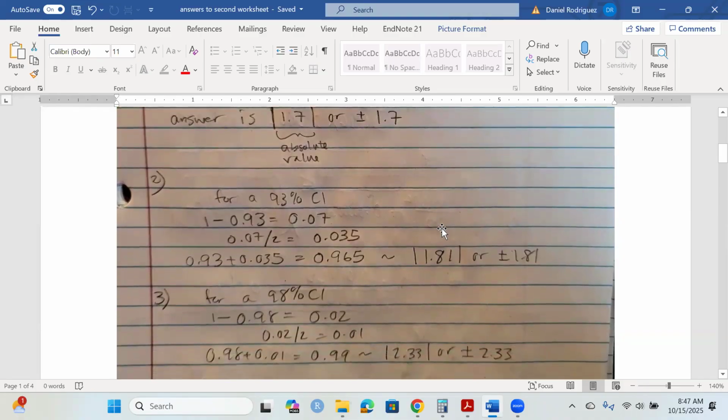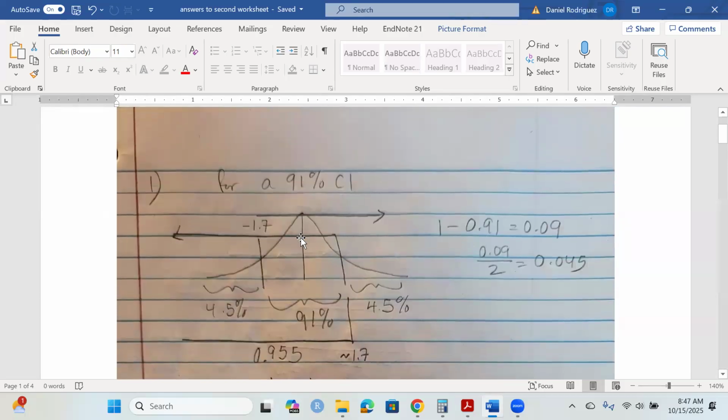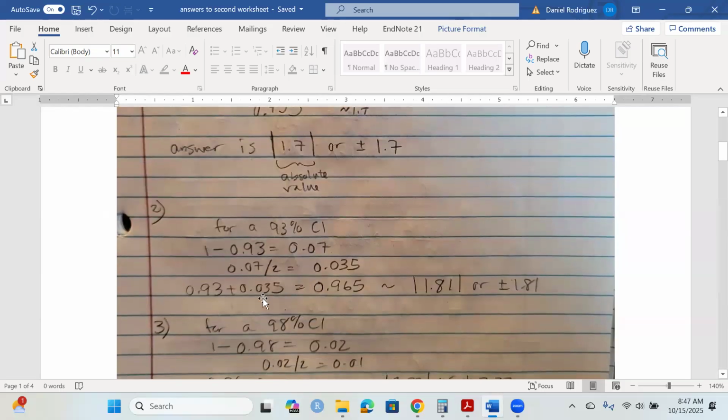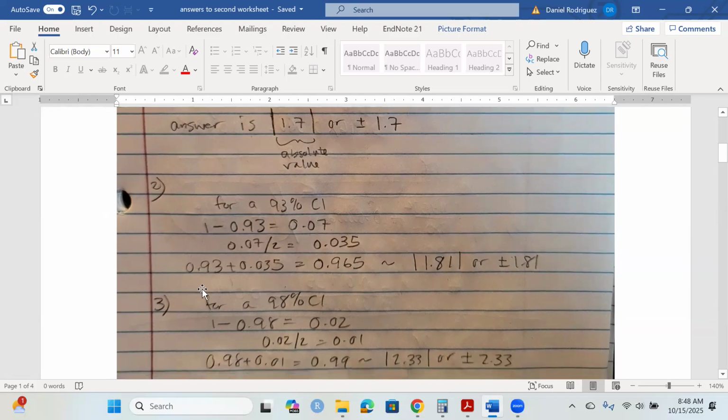Second question is for a 93% confidence interval. What are the critical values? So we're following the same process. Do 1 minus 0.93, which is 0.07. We cut that in half, just like we did before, and so it's 0.035. The 0.93 represents this area now, instead of 0.91. 0.93 plus 0.035 gives us everything to the left of that cutoff point. We get 0.965. That's my area under the curve to the left of that point.